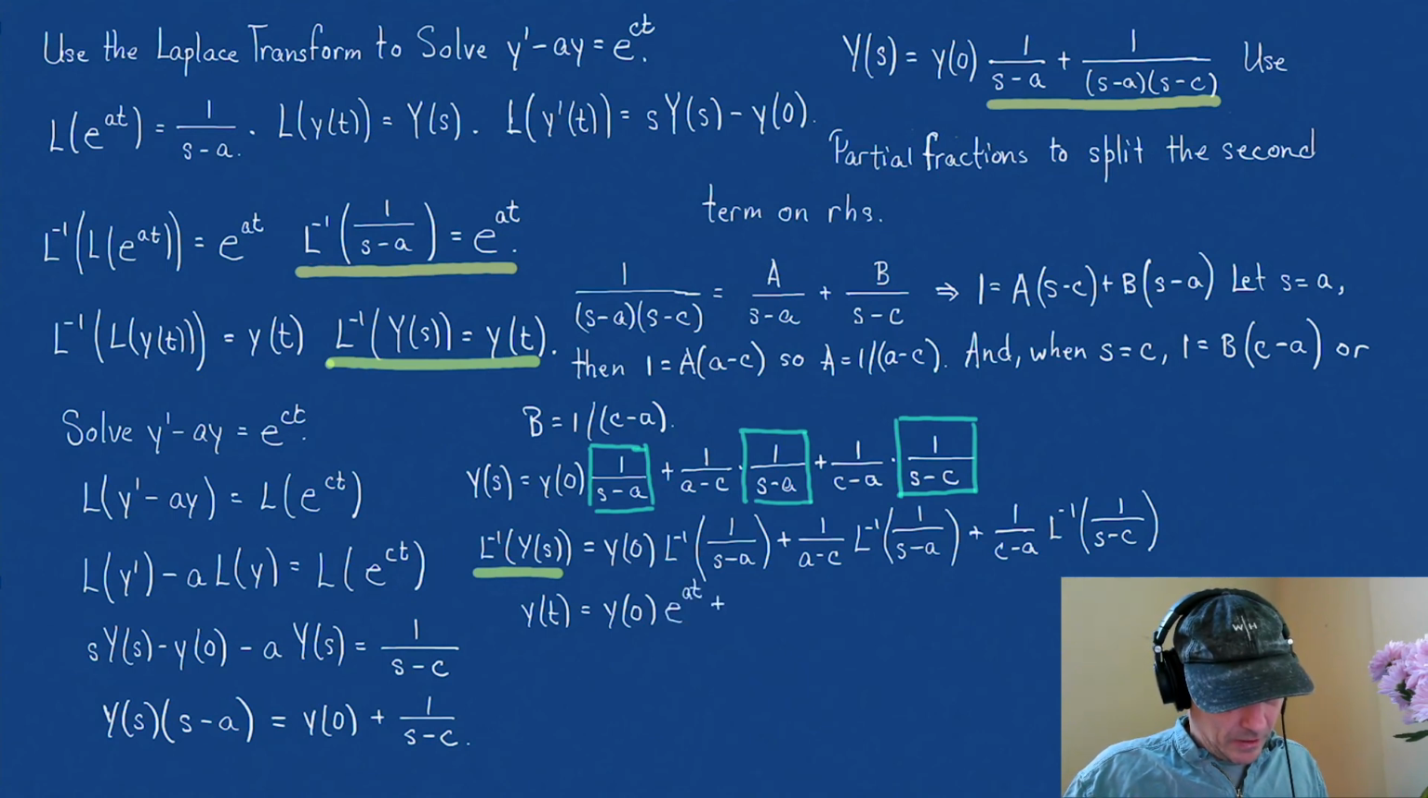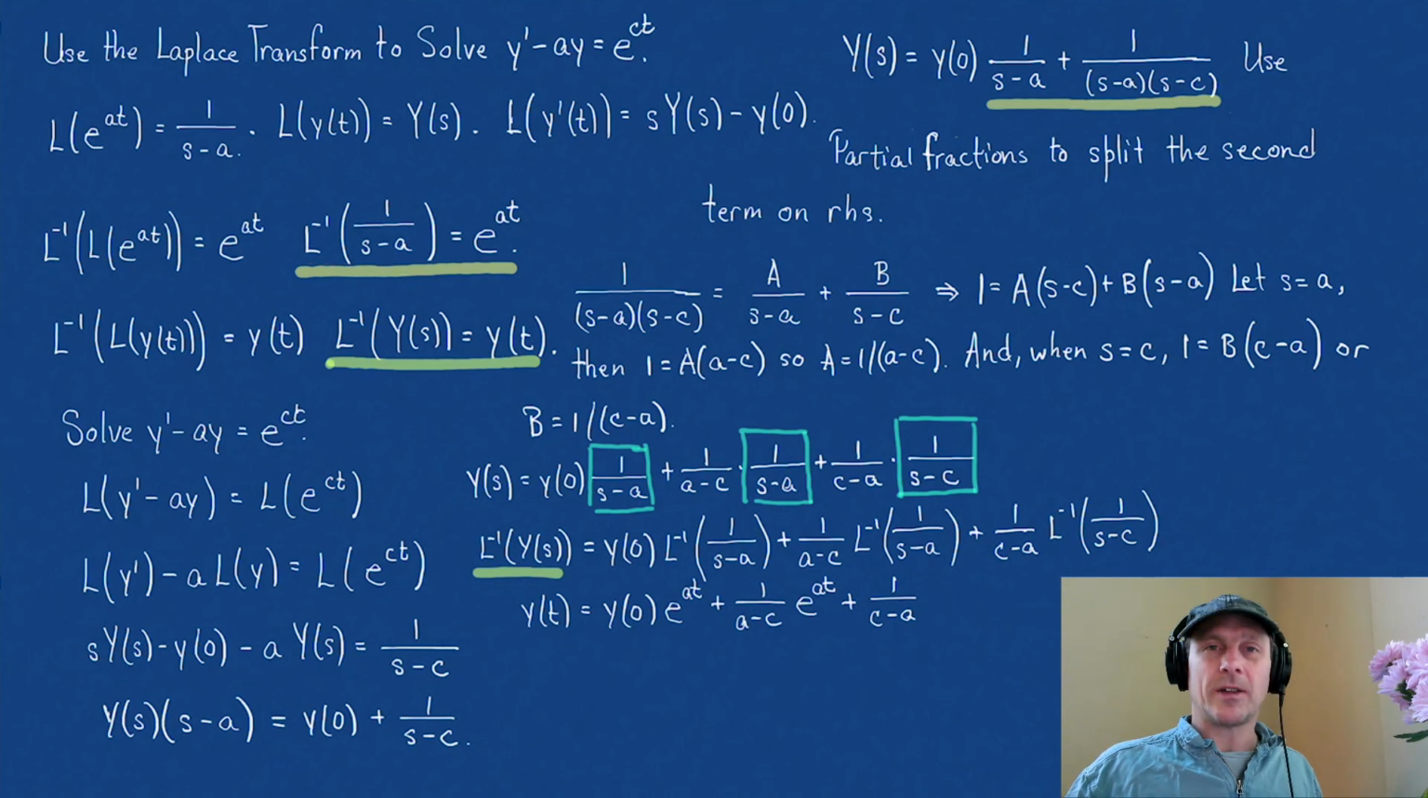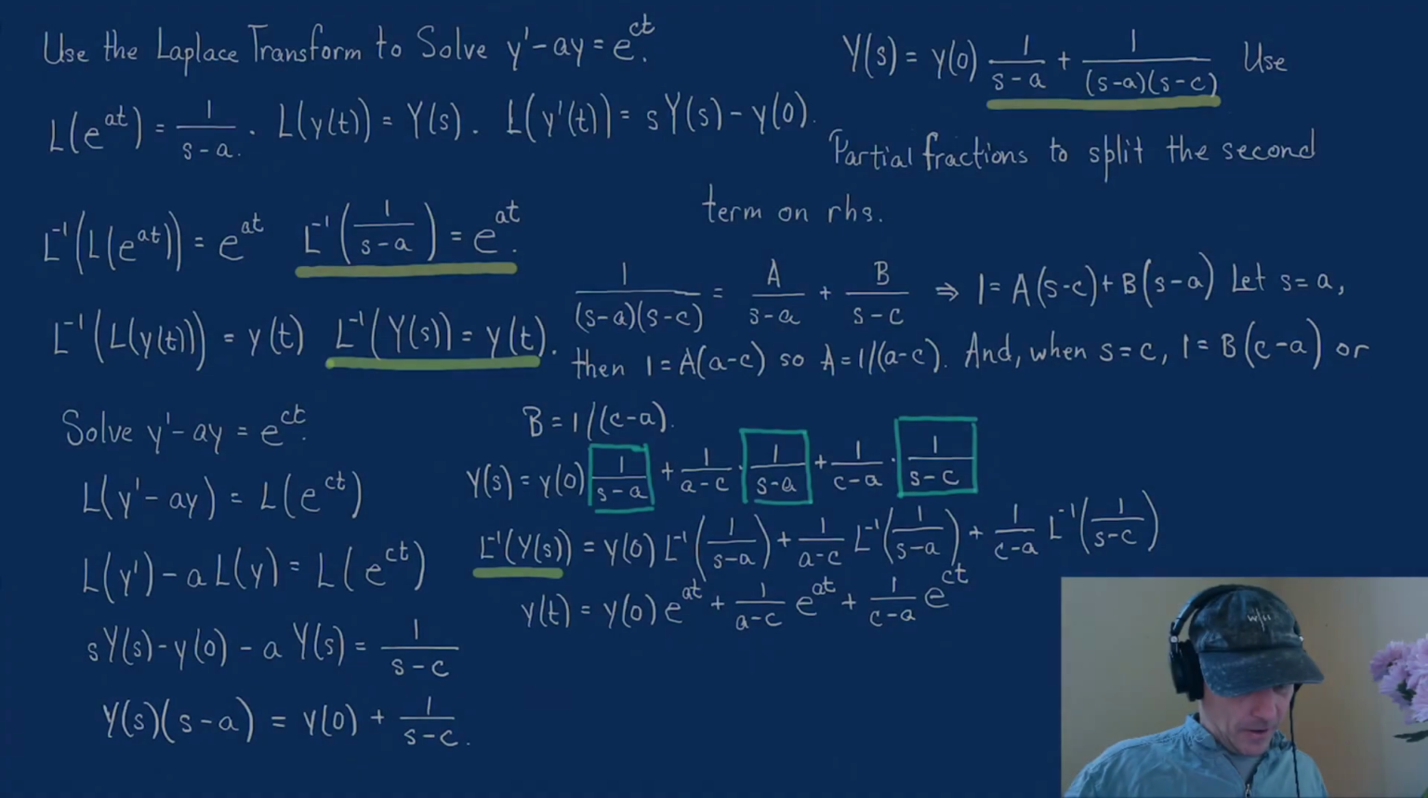And then plus, we have another constant, 1 over a minus c, times the inverse Laplace of 1 over s minus a, we know that. That is also e to the at, plus 1 over c minus a. And then the inverse Laplace of 1 over s minus c, well, now the c has just replaced the a, so that just becomes e to the ct.